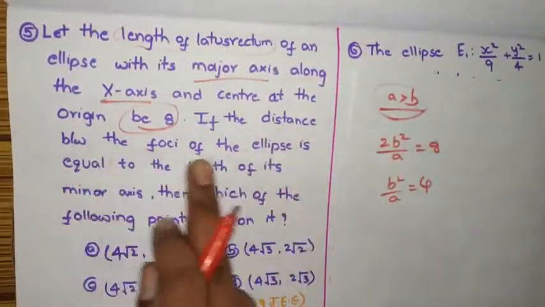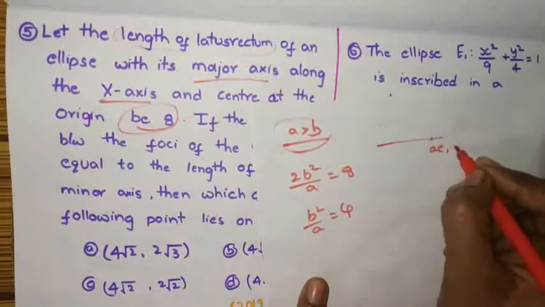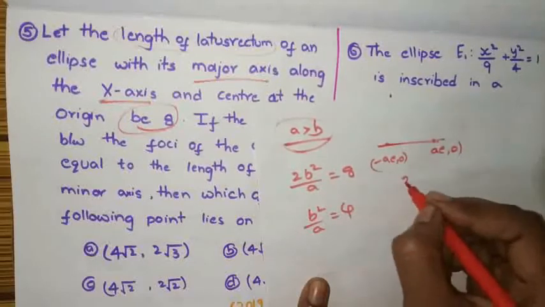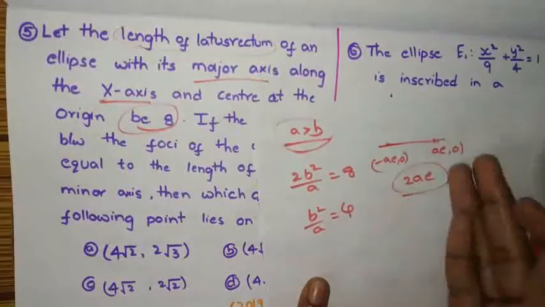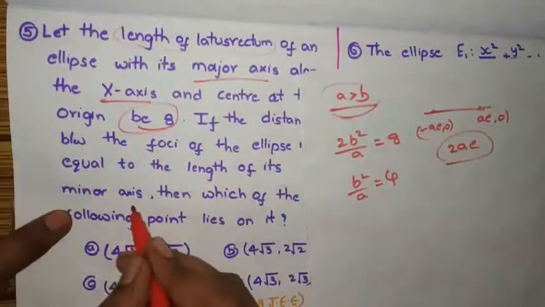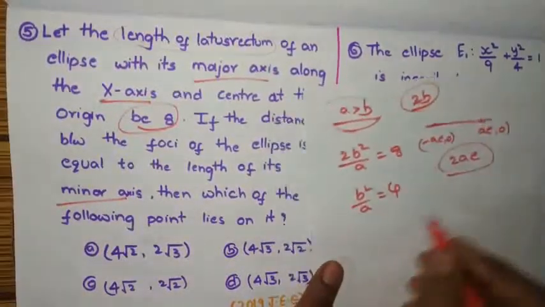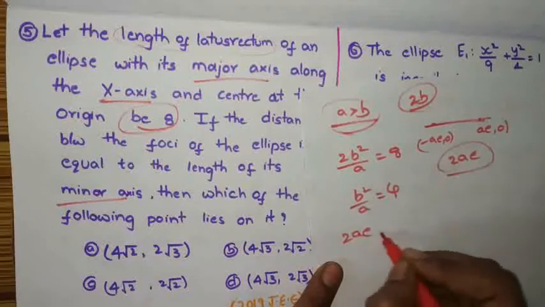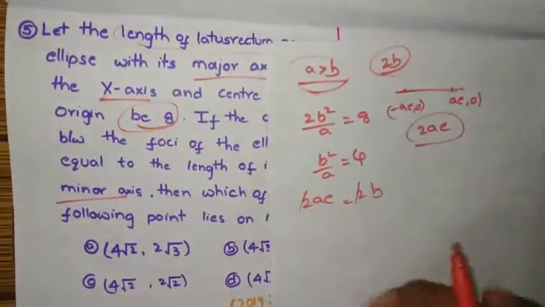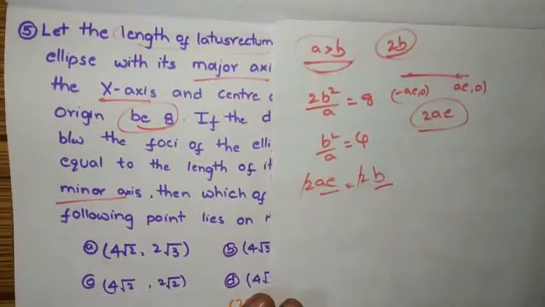If the distance between the foci of the ellipse, see, this is (ae, 0) and this is (minus ae, 0). What is the distance between these? 2ae. This is the distance between the foci. 2ae is equal to the length of its minor axis. For this ellipse, the length of the minor axis is 2b. So 2ae is equal to 2b. Can you understand? Try to understand. ae is equal to b and b square by a is equal to 4.